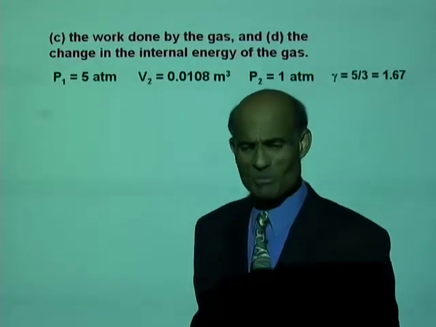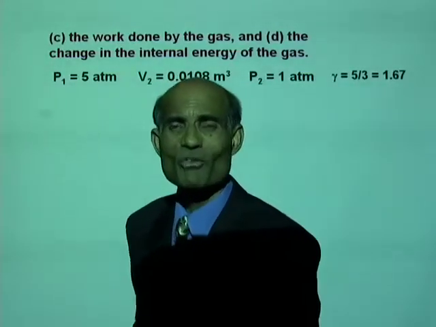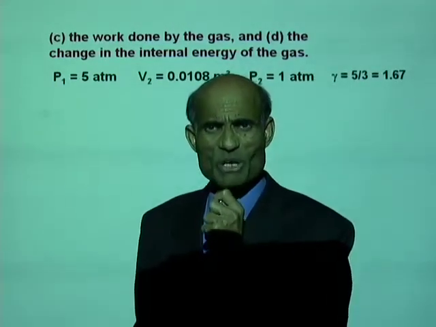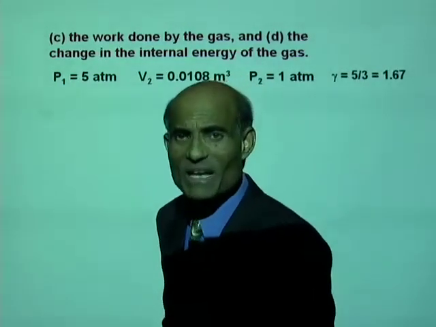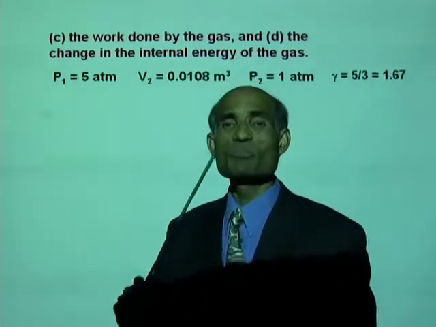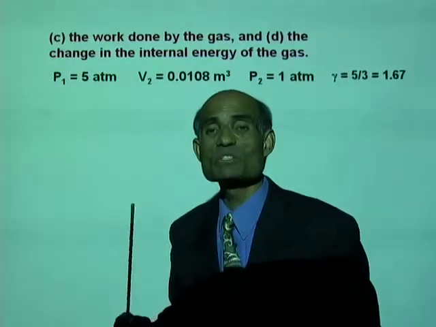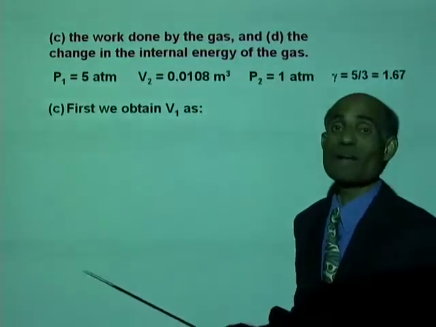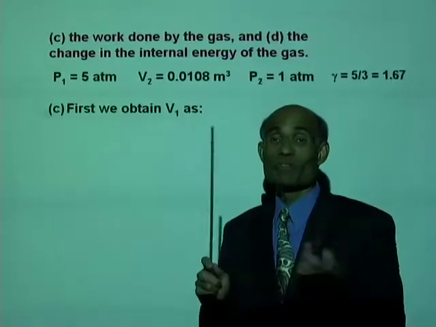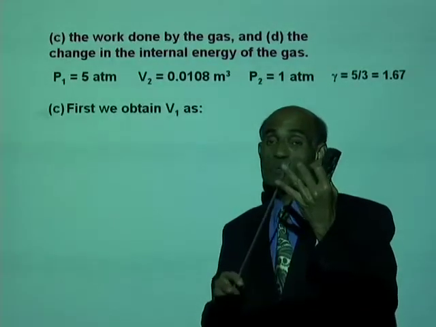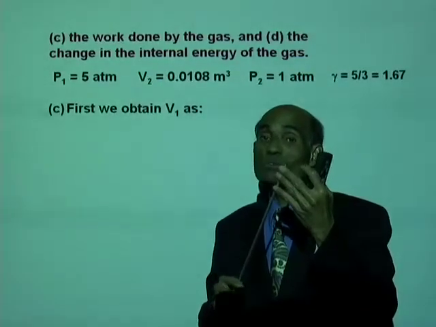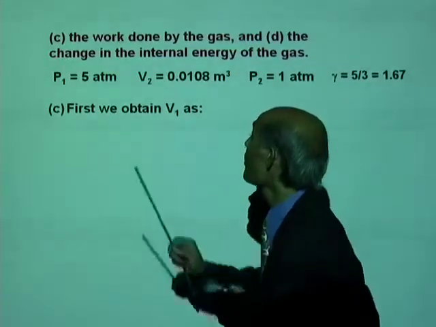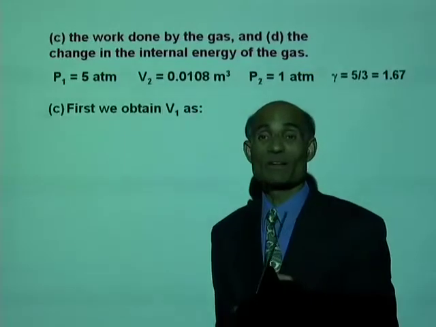Do you remember the equation for the work done for an adiabatic process? I thought it was a simple equation. Work done in an adiabatic process is (P1 V1 minus P2 V2) over (gamma minus 1). For that, we've got P1, we've got P2, we've got V2, but we don't have V1. That means we need to now go and solve for V1.